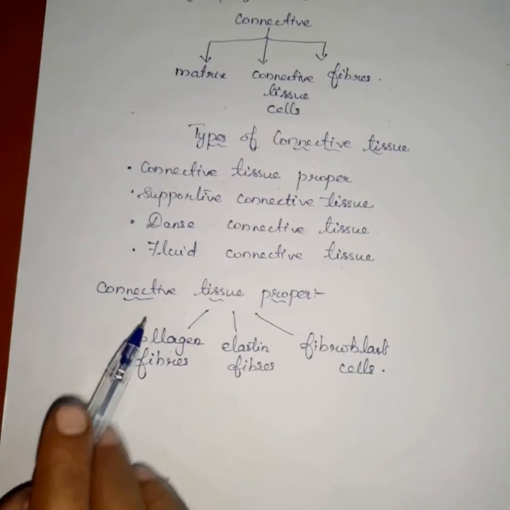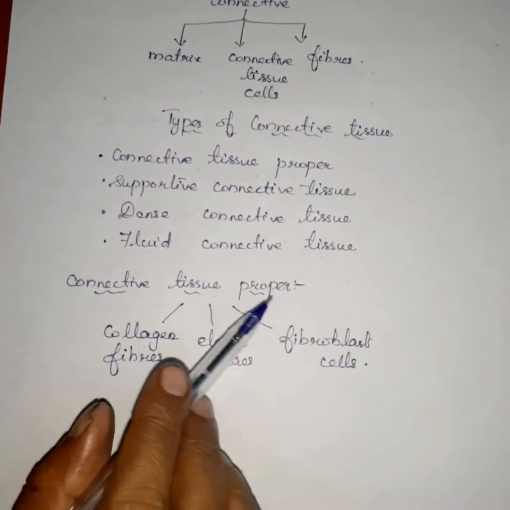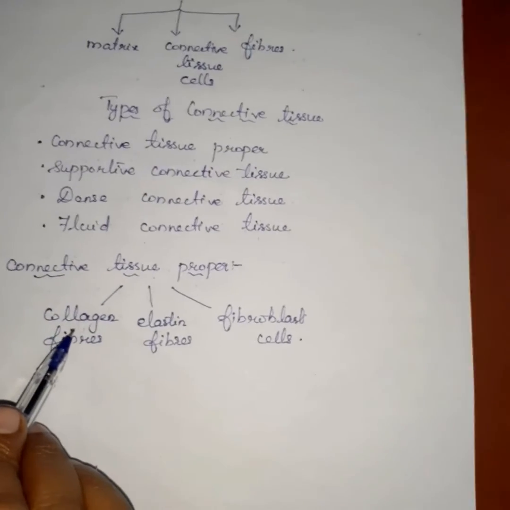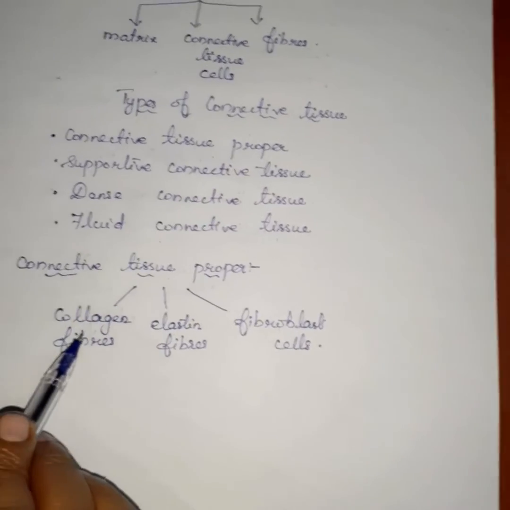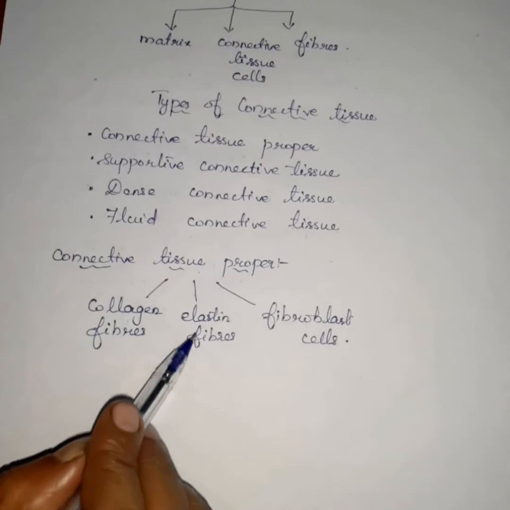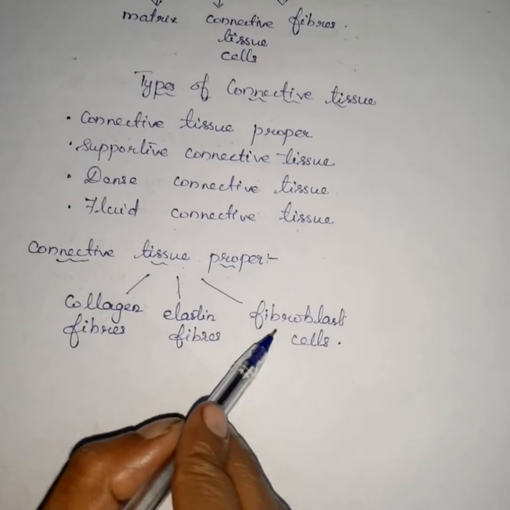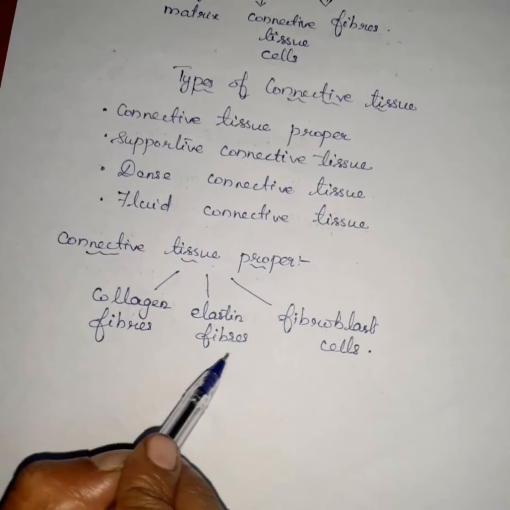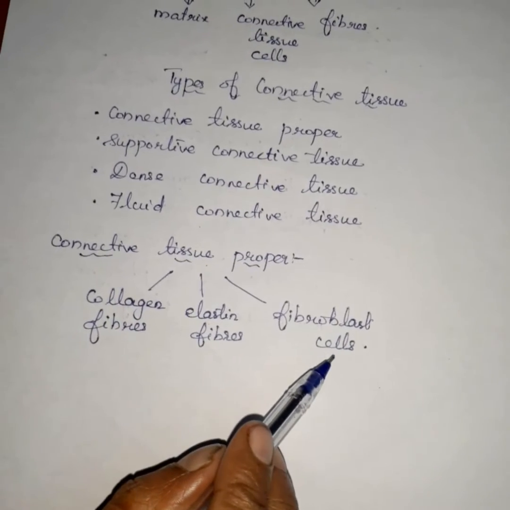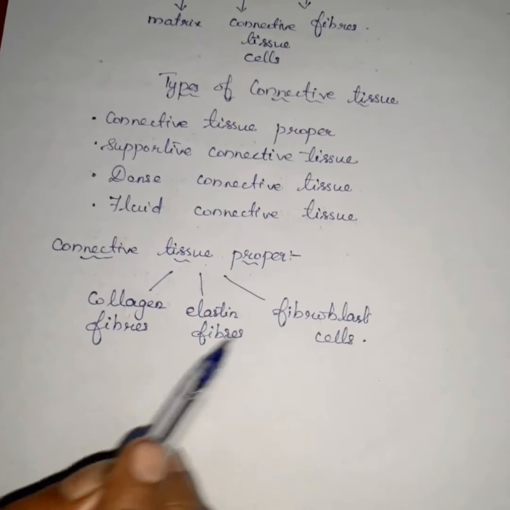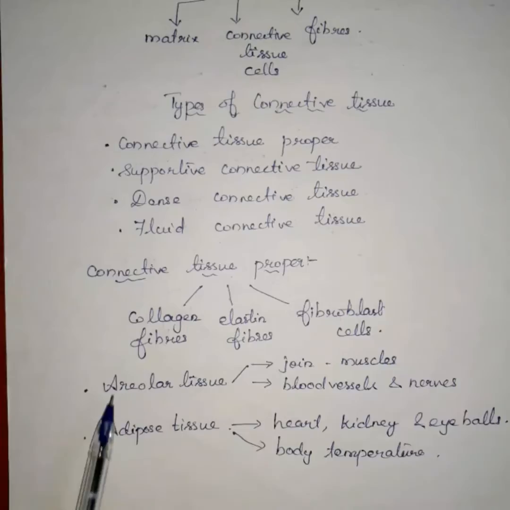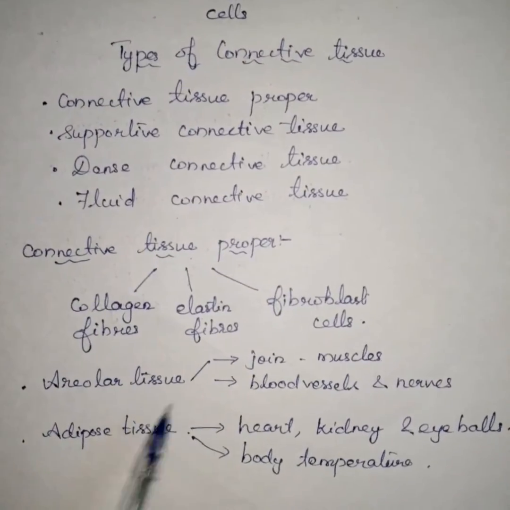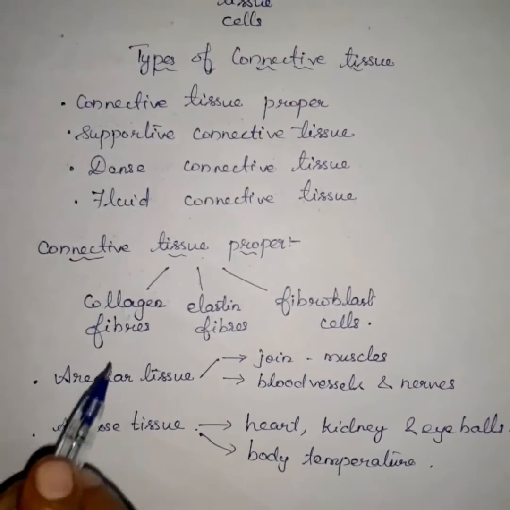We are going to learn the connective tissue proper. It consists of collagen fibers, elastin fibers and fibroblast cells. Next we are going to study areolar tissue and adipose tissue.